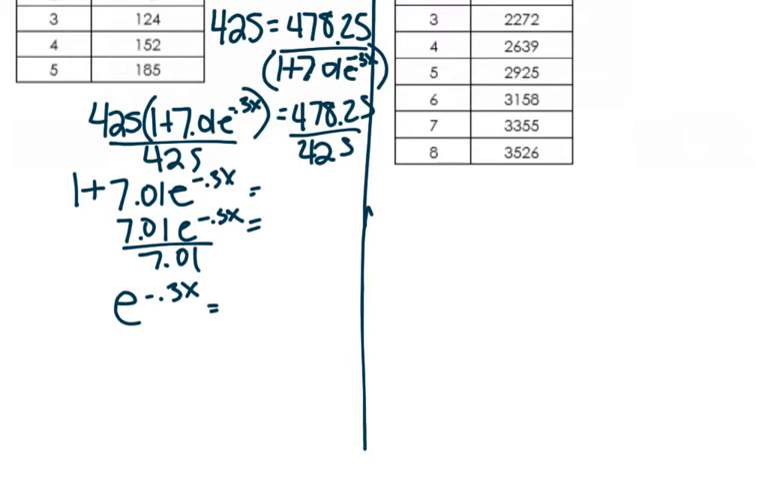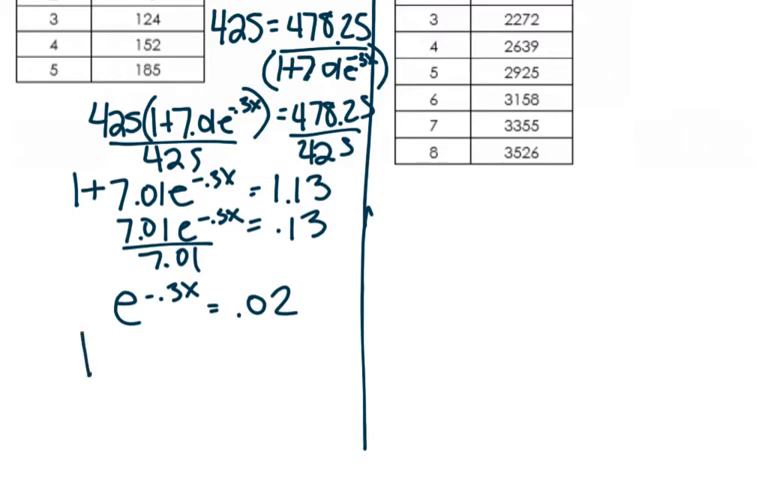Alright, so for here I got 1.13. And then I subtracted 1. And I got 0.13. And then I divided by 7.01. Oh, okay. Alright, sorry. Just confusing myself. Alright, pay no attention to me.